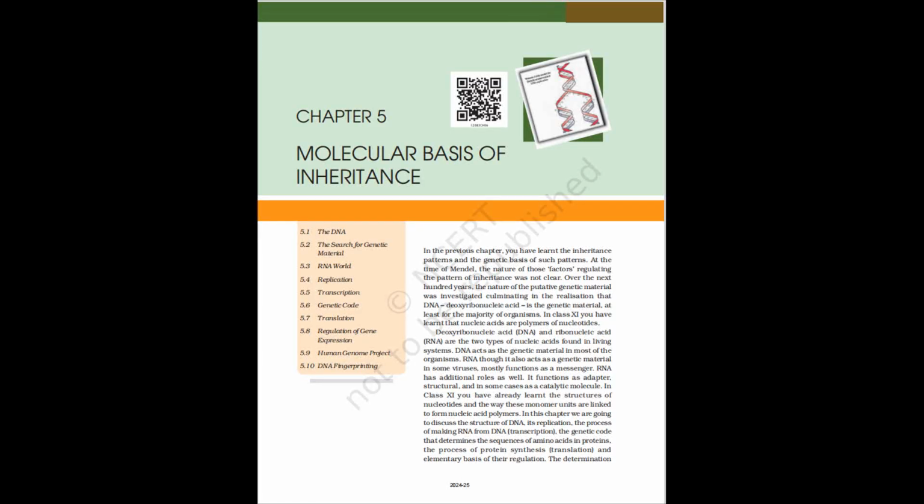A nucleotide has three components: a nitrogenous base, a pentose sugar, ribose in case of RNA, and deoxyribose for DNA, and a phosphate group. There are two types of nitrogenous bases: purines, adenine and guanine, and pyrimidines, cytosine, uracil, and thymine. Cytosine is common for both DNA and RNA, and thymine is present in DNA. Uracil is present in RNA at the place of thymine.